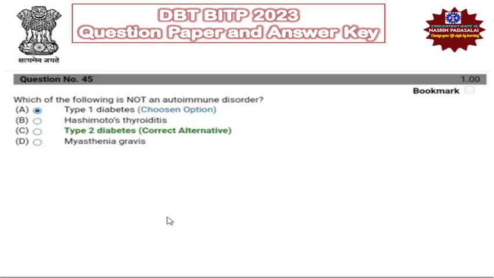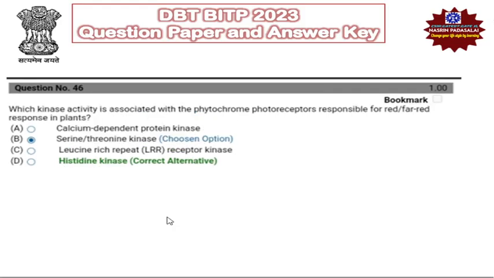Next is which one of the following is not an autoimmune disorder. So you should read the question correctly. They are asking which is not an autoimmune disorder. The correct answer is type 2 diabetes. Whereas type 1 is insulin dependent diabetes where the self antigen will be present in the pancreatic beta cell. And in Hashimoto thyroiditis, the self antigen will be present in the thyroid cells and thyroid protein. And in myasthenia gravis, the self antigen will be present in the acetylcholine receptor.